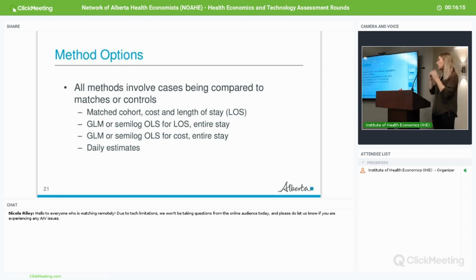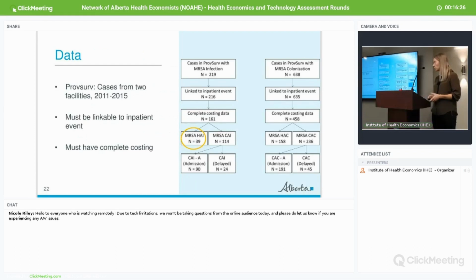The first was to use matching methods for cost and length of stay, or we could apply regression models on the stay or cost separately, or we could somehow acquire some sort of daily estimate of cost. So this is what the data looks like. The data came from COGSERT, which is an asset that is held outside of Alberta Health at AHS, so we had to get ethics to bring it in.